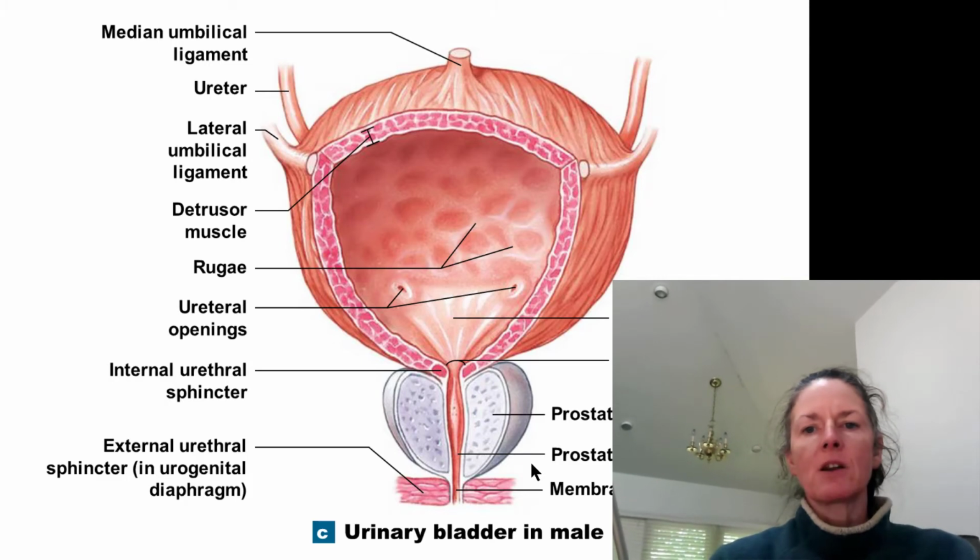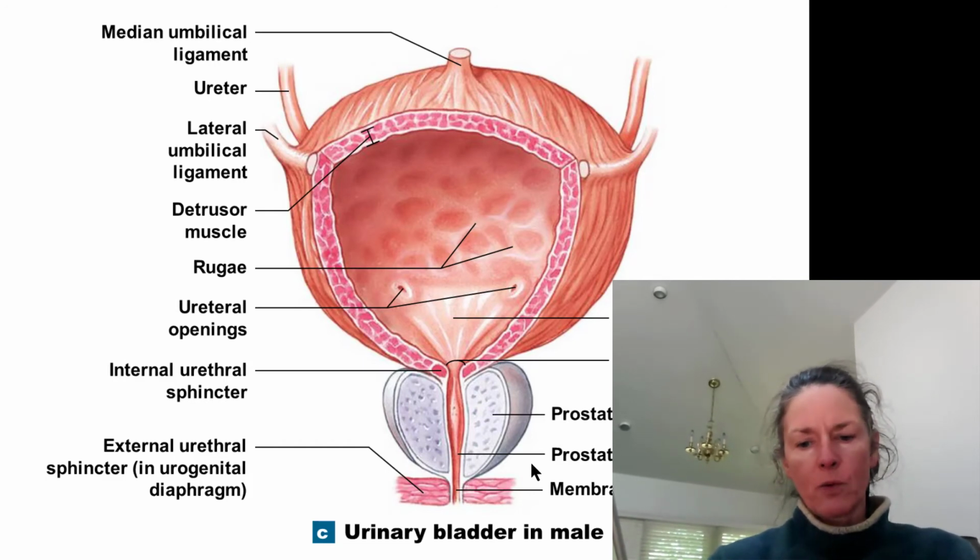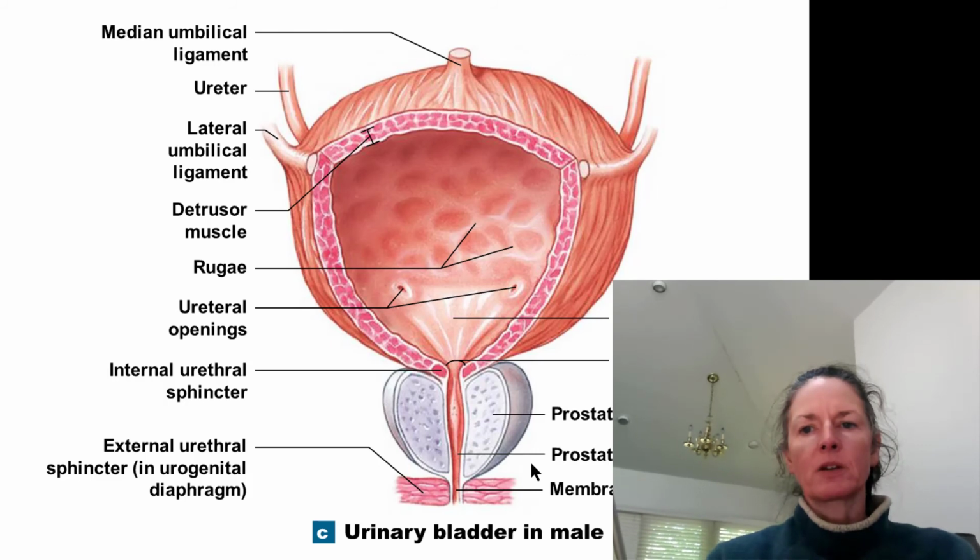So that's basically, in a nutshell, how control of the bladder works without going into too much detail. So I'll close out this chapter with the voiding of the bladder, and then next we can start our acid-base balance.